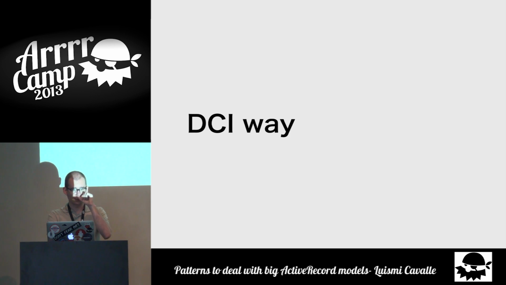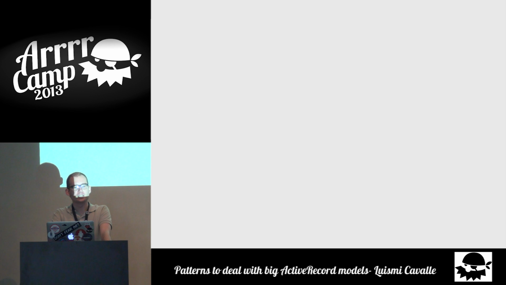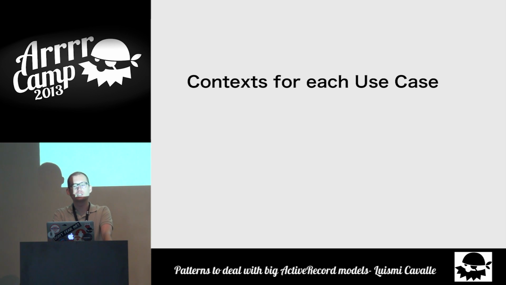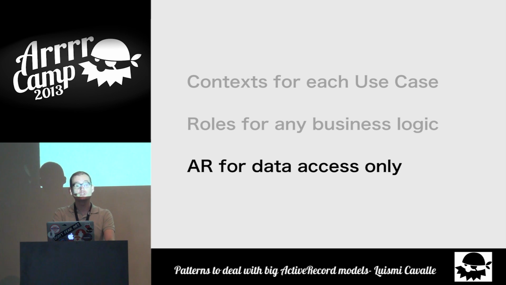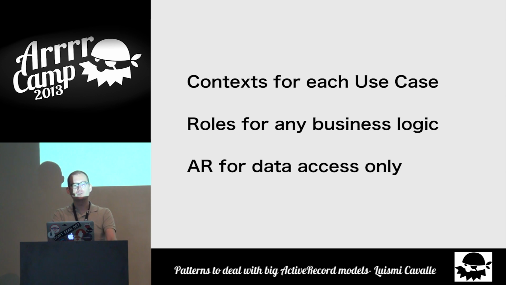Finally, I think it is worth mentioning one architectural pattern that is the result of combining similar techniques to the ones that we've seen today. Basically, if we write a context for absolutely any use case that our application handles, if we use roles, not responsibilities or concerns, roles for all the domain logic of our application, and we use ActiveRecord models exclusively for accessing data, then we would be doing something very similar to what is called DCI. I'm not going to extend on this pattern very much, and if you are interested, I can point you to a few interesting resources later.